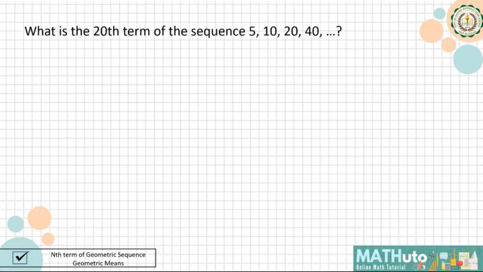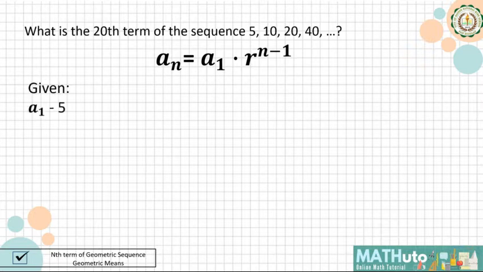For example, what is the 20th term of the sequence 5, 10, 20, 40? So let us answer the question that we've had a while ago. Using the formula, let us state the given. Our a sub 1 or the first term is 5. The common ratio is 2. And our n, we're looking for the 20th term, thus n is equal to 20.